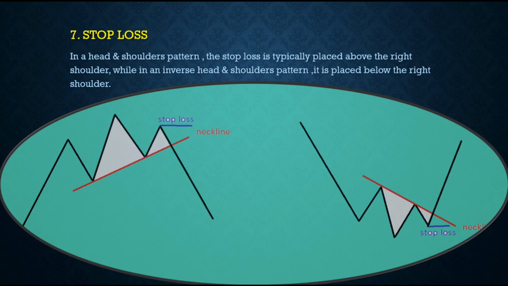How do we place the stop loss? In a head and shoulders pattern, the stop loss is typically placed above the right shoulder, while in an inverse head and shoulders pattern, it is placed below the right shoulder.